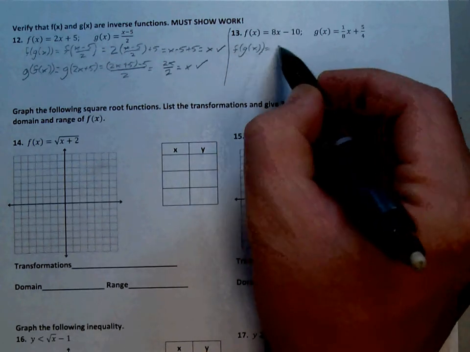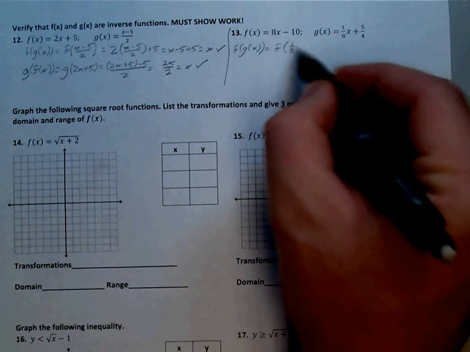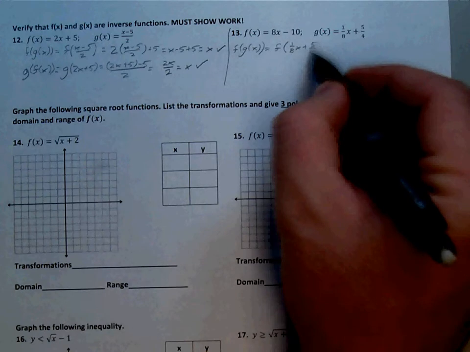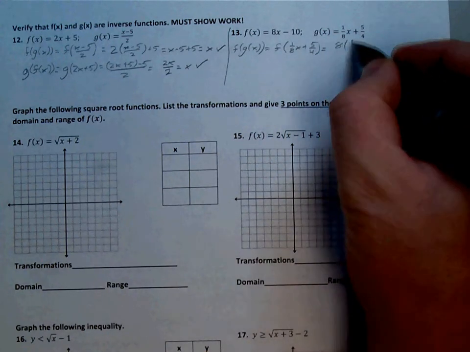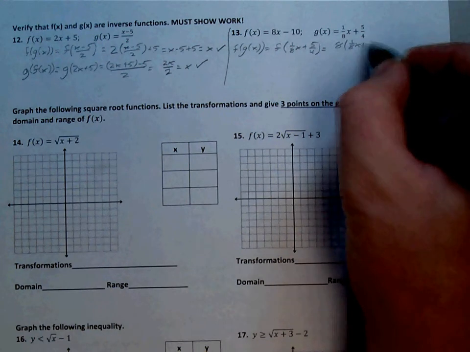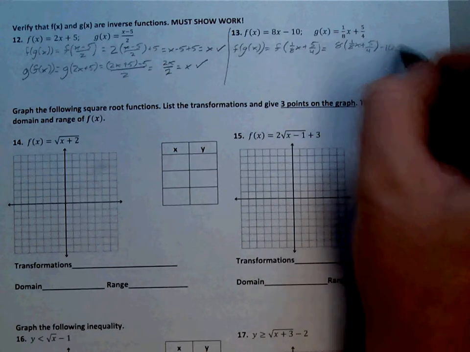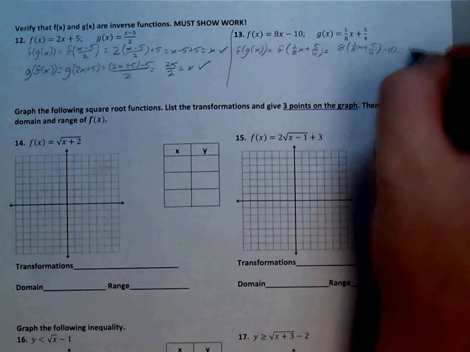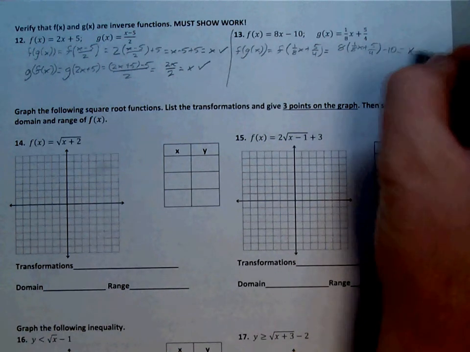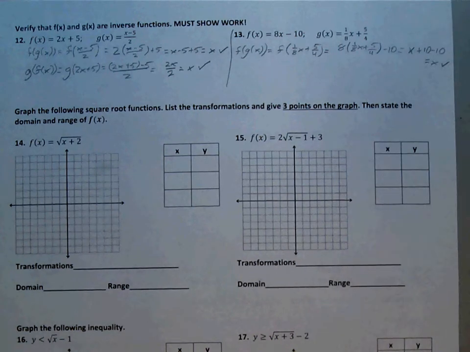F of g of x. G of x is 1/8 x plus 5/4. So plug that into your f function. So 8 times that, minus 10. Distribute. You get x plus 10 minus 10. It does in fact equal x. That worked out. Check mark.